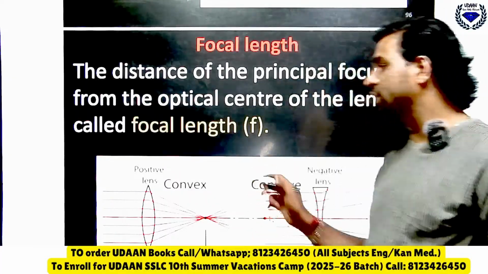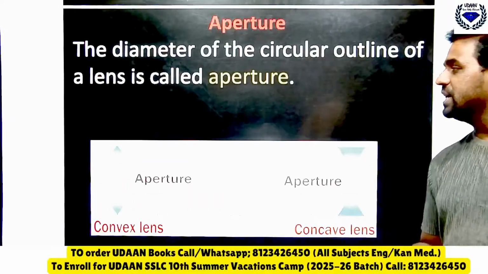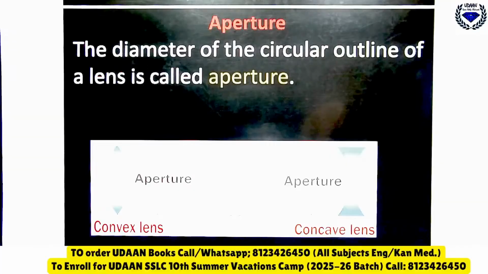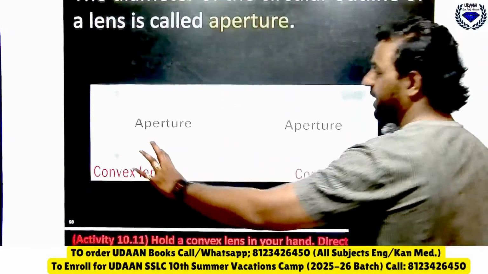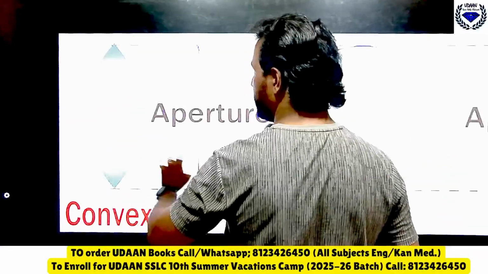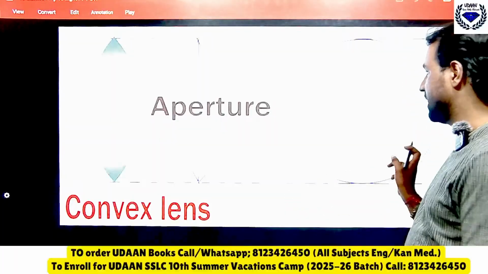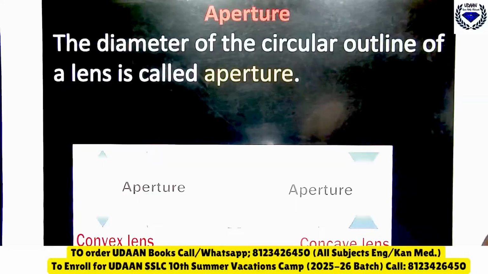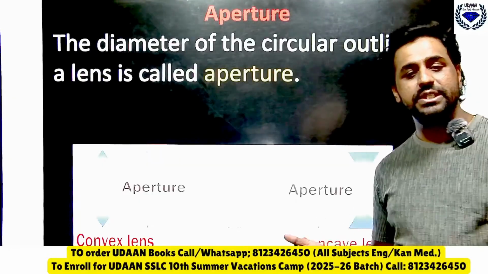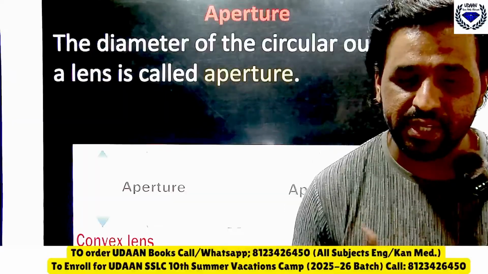Okay, this one you should learn by heart. Then what is aperture? Again a 1 mark question. See, the diameter of the circular outline of the lens. The distance from this tip to this tip, what do we call it? Aperture. Okay, aperture means what? The diameter of the circular outline of the lens is called aperture. Write down the definitions. Okay, these are very important, they will come in the exam.